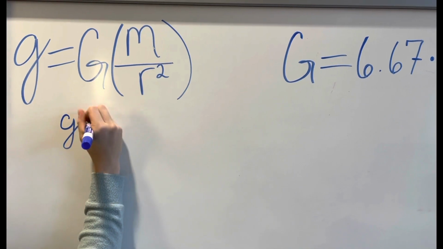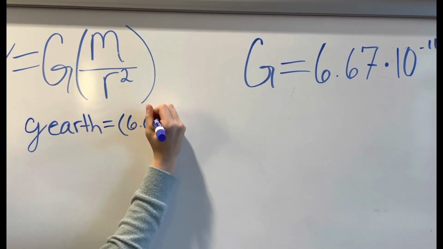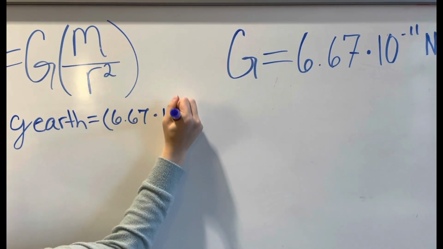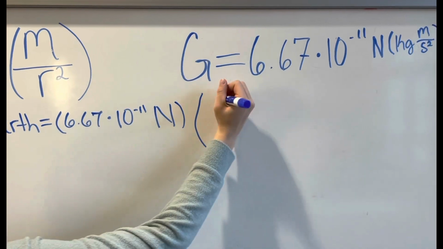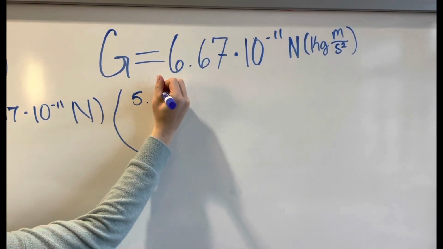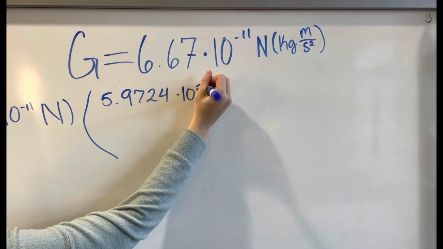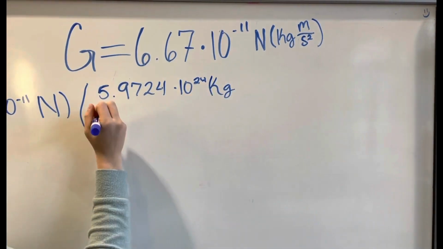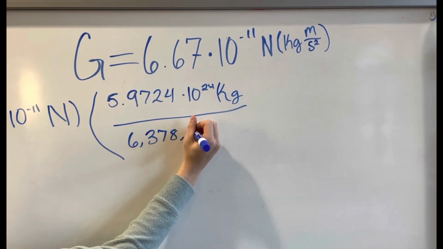We can prove this using the equation for gravitational acceleration, little g equals big G times mass over radius squared, where little g is the gravitational acceleration of our planet and big G is the universal gravitational constant, 6.67 times 10 to the negative 11th newtons, or kilograms times mass per second squared. To give an example of this, we will solve for the gravitational acceleration of Earth.